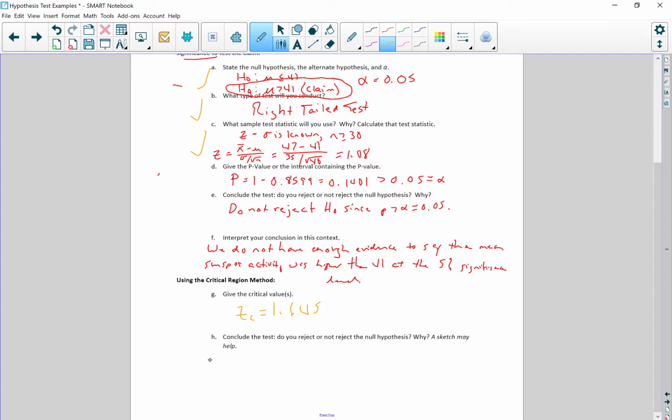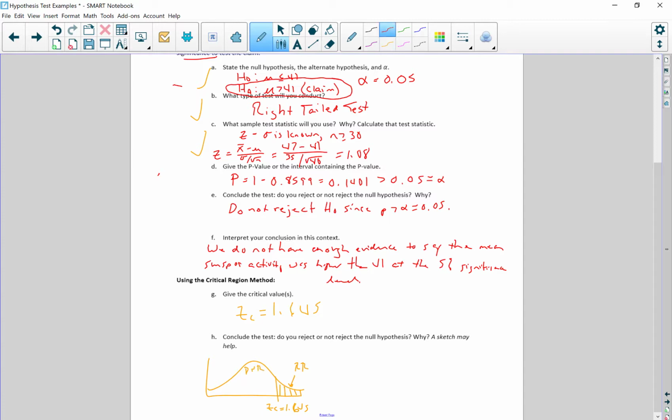All right, so let's conclude the test. To do this, I typically recommend sketching. Sketch out your normal distribution or t-distribution. Draw your critical value. So ZC, we said, is 1.645. In this case, everything to the right of this is going to be our rejection region. Everything to the left of this is our do not reject region.